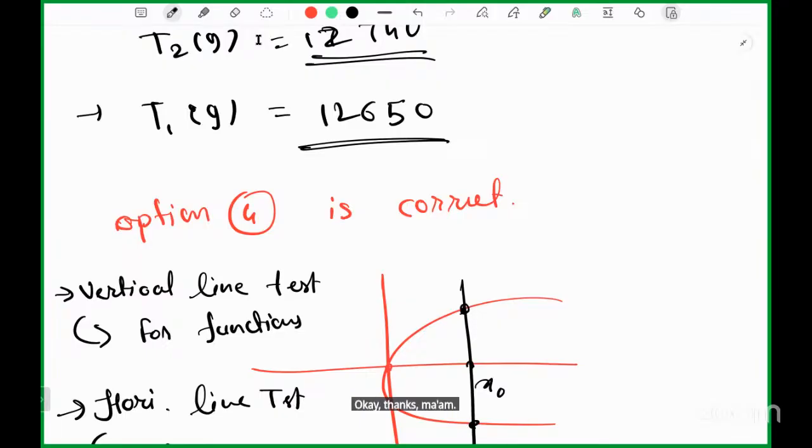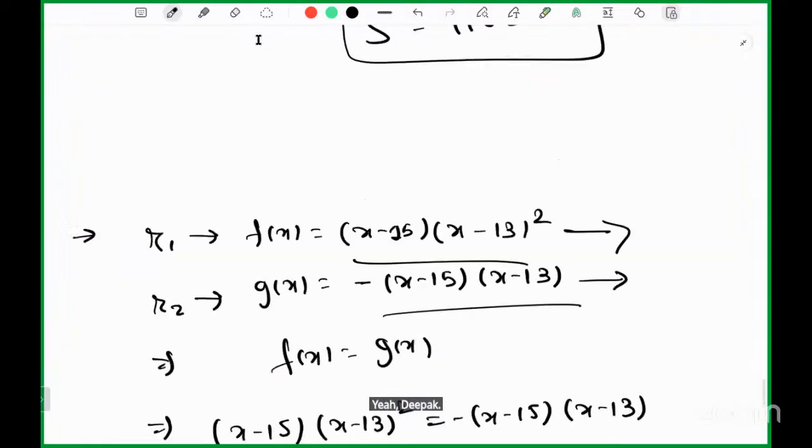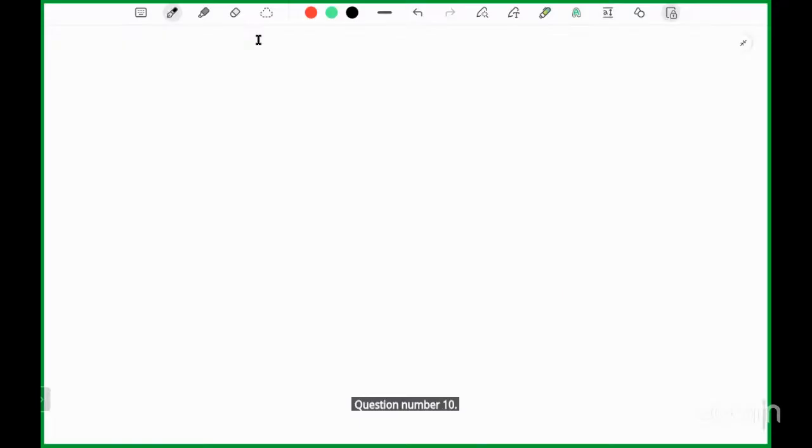Ma'am, can I ask my doubt now? Yeah, Deepak. Okay, ma'am, it was with graded assignment question 10. Question number 10. Can you state the starting of the question? Okay, ma'am. The height of a roller coaster at a given time is modeled by.